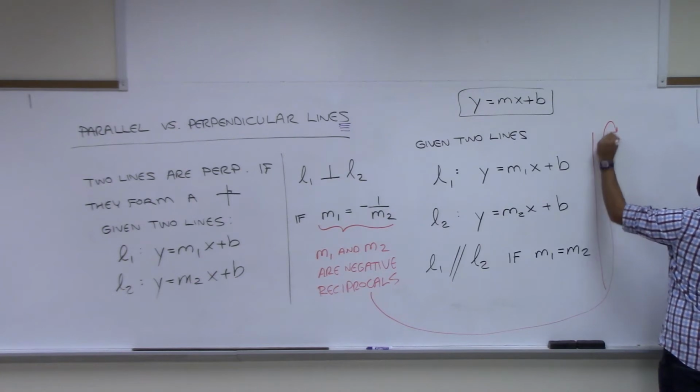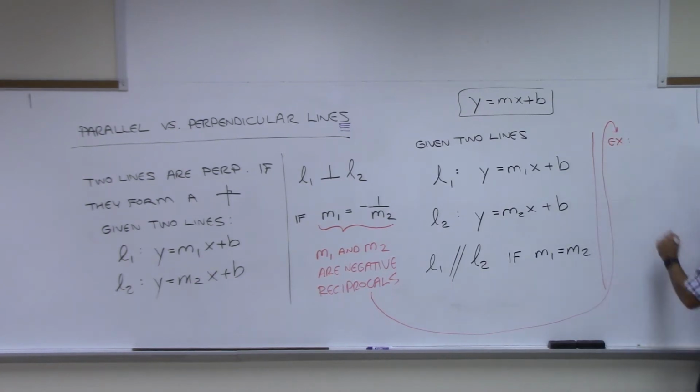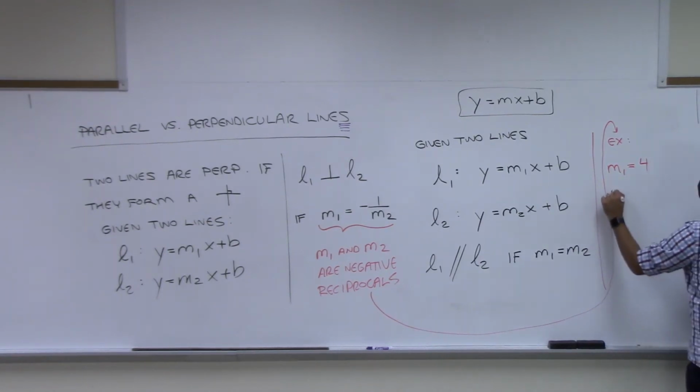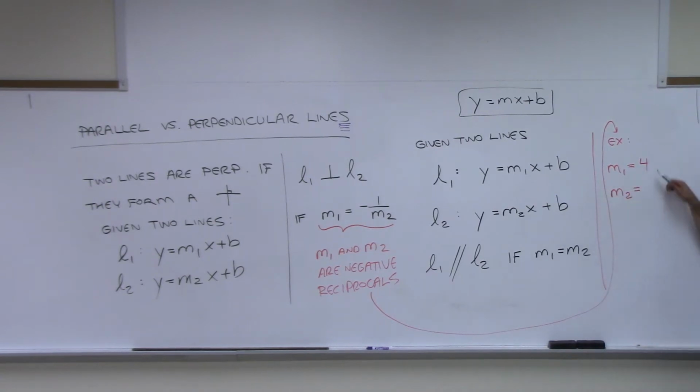Examples of this? Okay, let's say that M1 was 4. Then to be perpendicular, I would need M2 to be the opposite in sign of this. Since that's 4, it'd have to be -4. But then I'd have to do the reciprocal and make it 1 over -4. These two slopes would give you perpendicular lines.